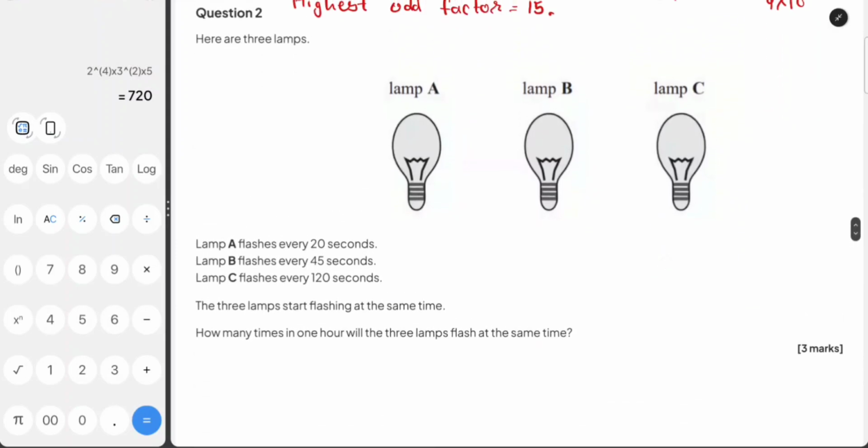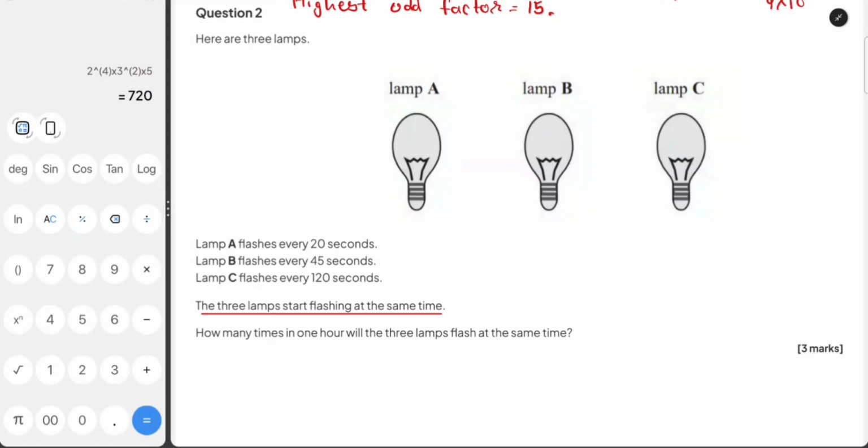There are three lamps. Lamp A flashes every 20 seconds, B flashes every 45 seconds, and C flashes every 120 seconds. The three lamps start flashing at the same time. How many times in 1 hour will the three lamps flash at the same time? First of all, we'll find the LCM so that we can get an idea of after how many seconds they are going to light together.